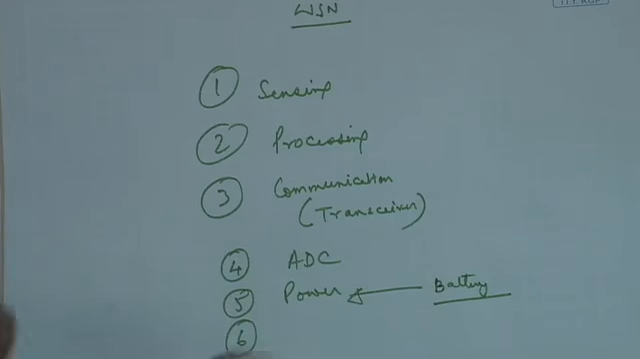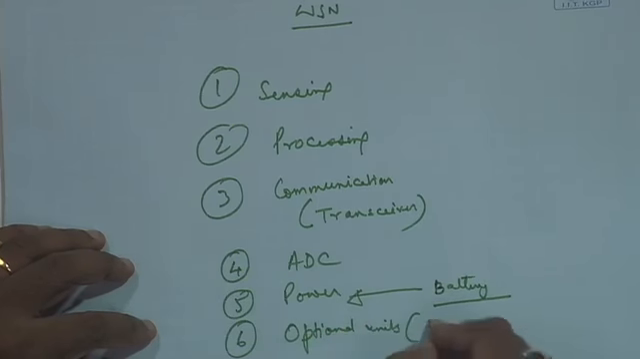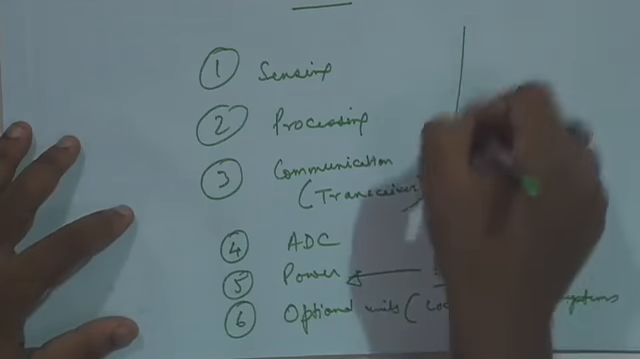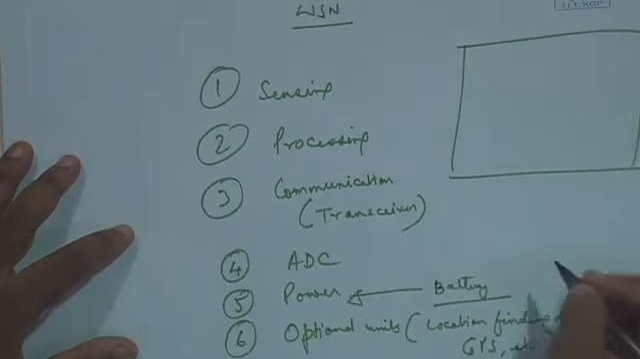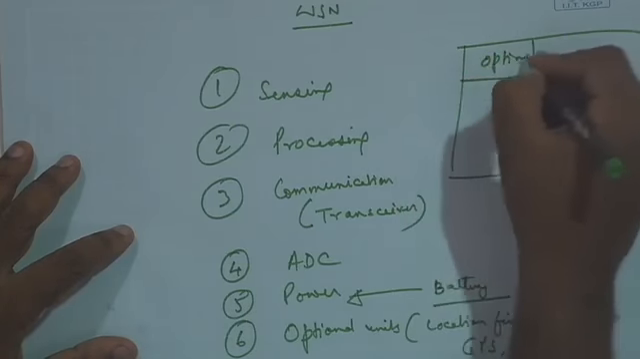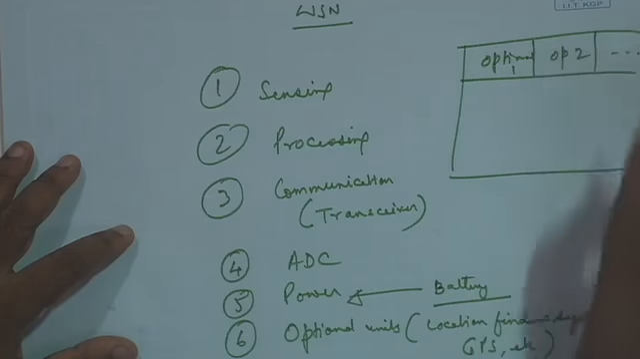So, these are the different units, and then we have other optional units such as location finding systems, for example, GPS, etc. So, this is how a sensor node looks like. We have all these optional units, optional unit 1, optional unit 2, etc.